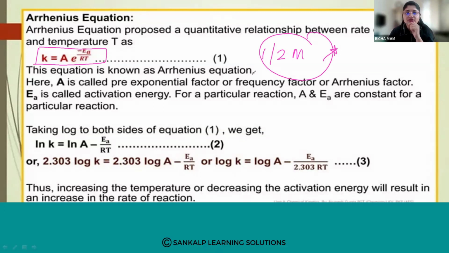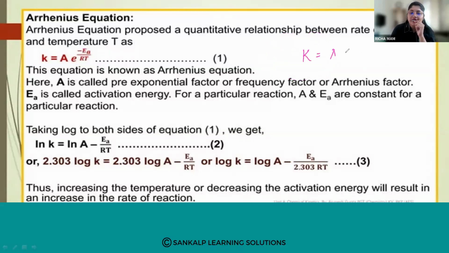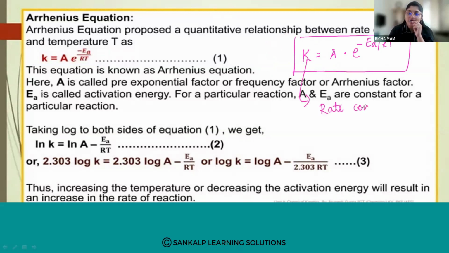So what is the Arrhenius equation? Arrhenius gave a mathematical equation between temperature and rate constant. He said that at every 10-degree rise in temperature, the rate constant doubles, right? So he proposed an equation. So what was the equation? K is equal to A into e to the power minus EA by RT. So this is your Arrhenius equation. What is K? K is the rate constant. Please write it down.